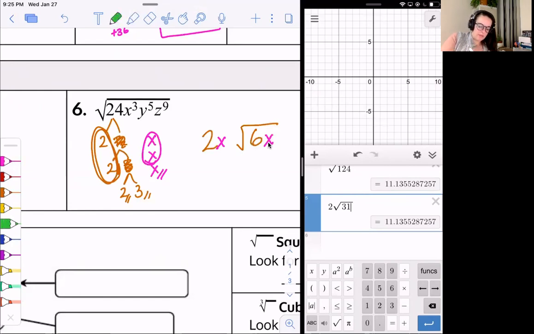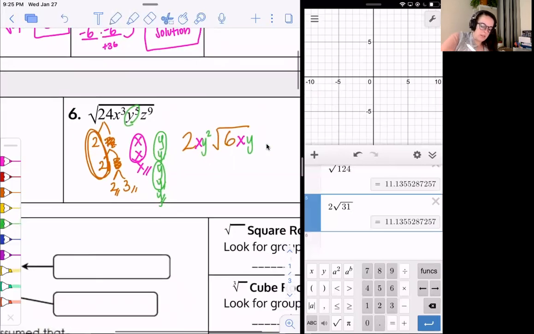For my y's, I have 5 y's. So I have 1, 2, 3, 4, 5. I'm looking for groups of 2. So I have 2 full groups, right? So that is y squared. And then that y is left over. It doesn't have a pair, so it's going to stay inside. Basically, these are the groups and these are the leftovers.